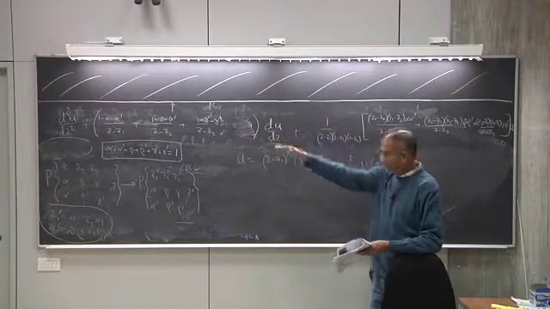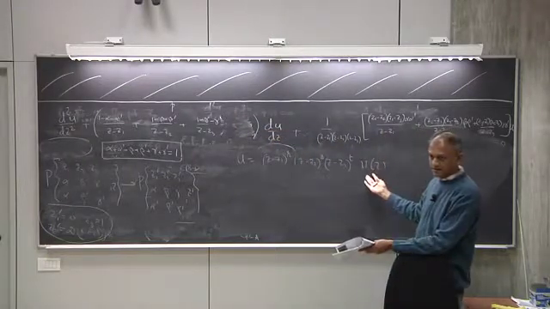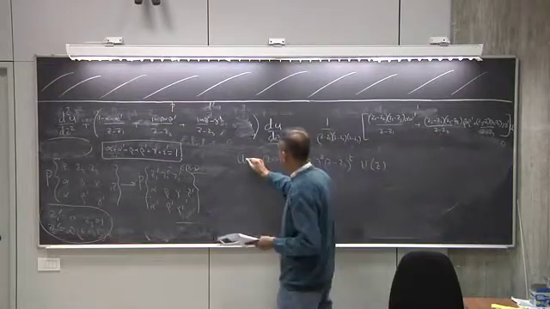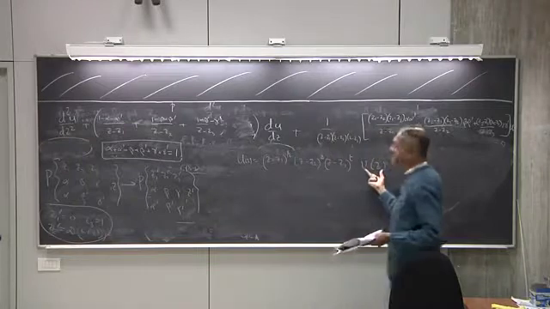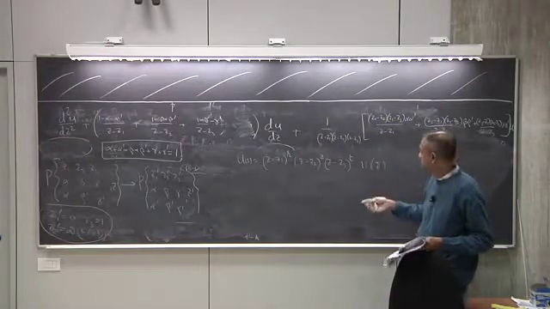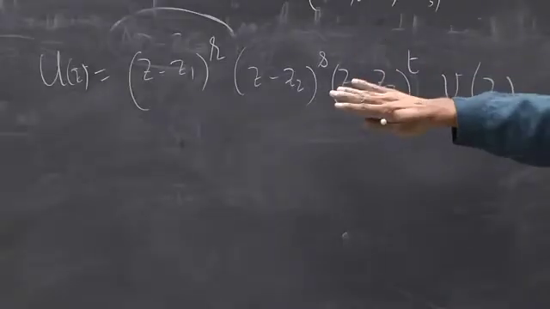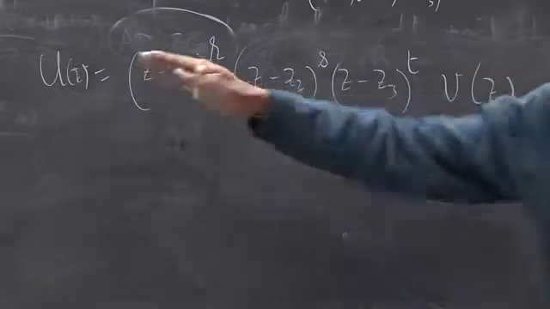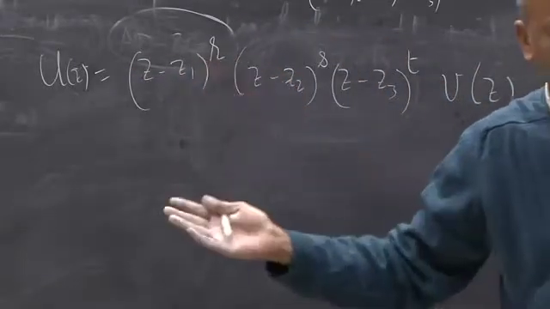So this is the definition of v, essentially, right? I'm just expressing u of z in this way, where v is some other unknown function. You can always do this without losing any generality, because that's the definition of v. V is u divided by all that, right?